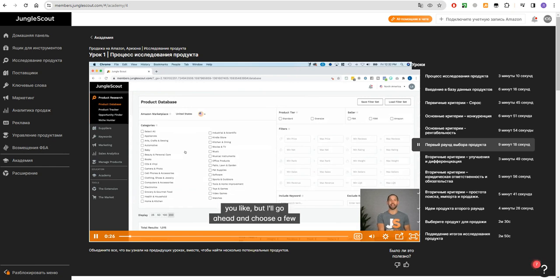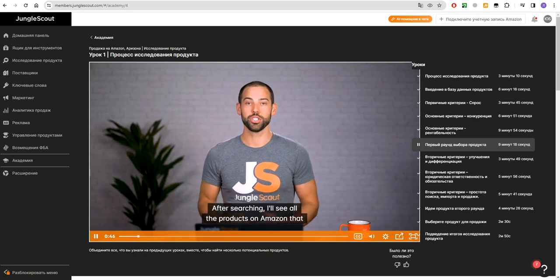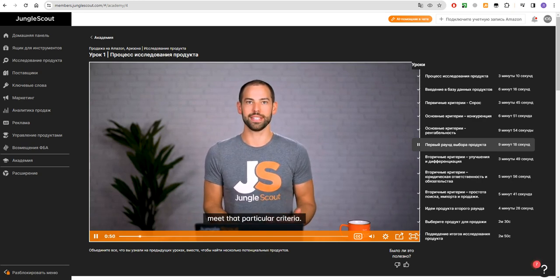Again, you can sell in any category you like, but I'll go ahead and choose a few that I'm more familiar with for this particular example. So I'm going to ask Jungle Scout to show me all the products that are in these categories between $15 and, let's say, $40, sell at least 300 units per month, and, let's say, have under 10 reviews. After searching, I'll see all the products on Amazon that meet that particular criteria.